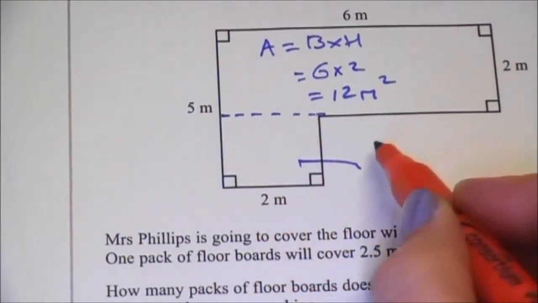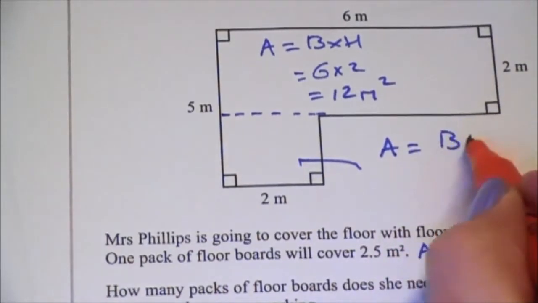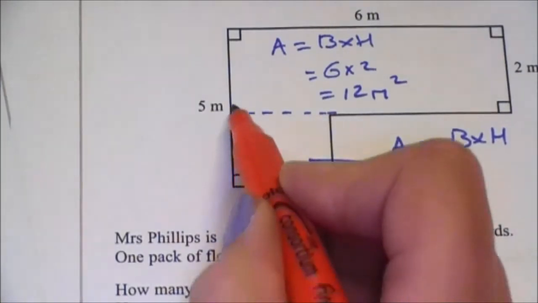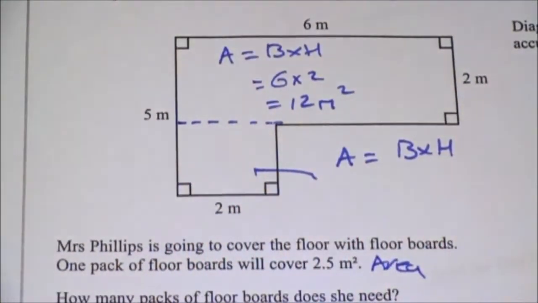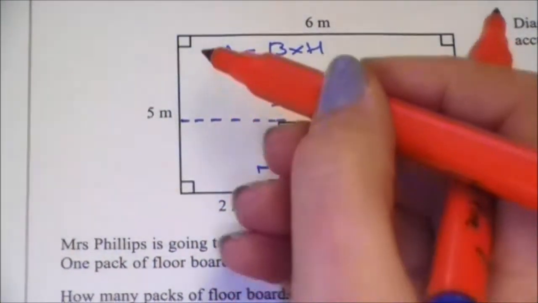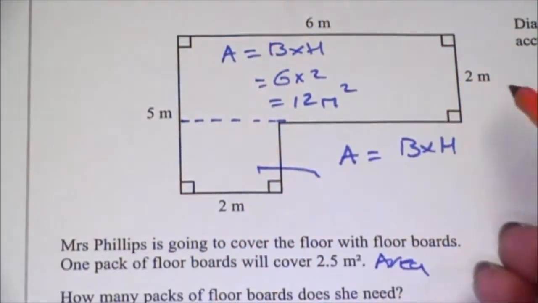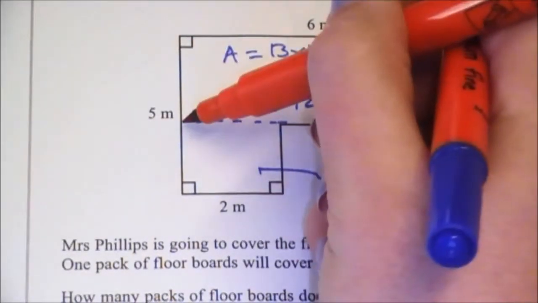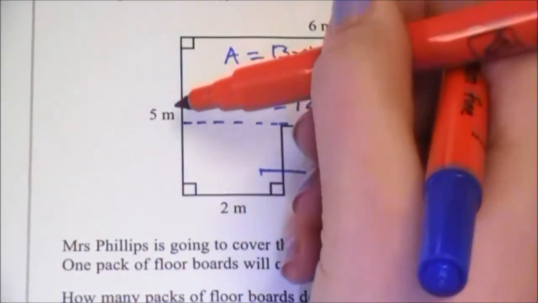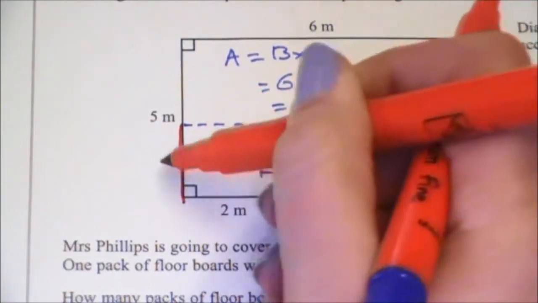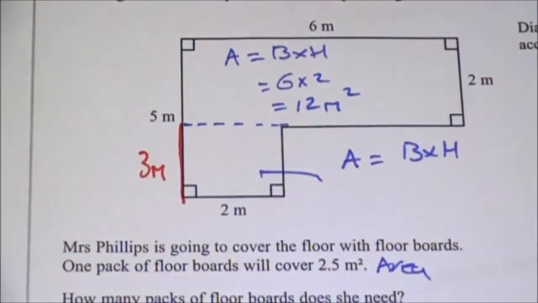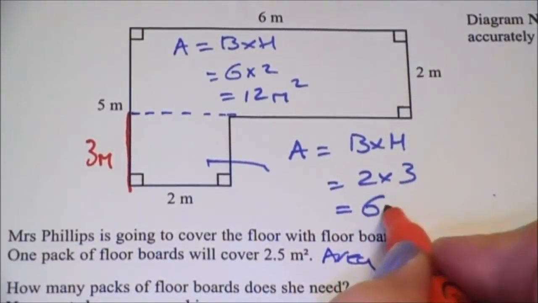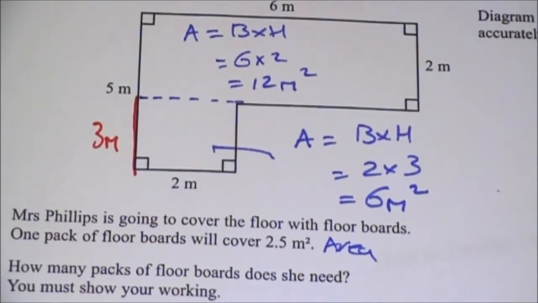Then I'm going to find the area of this shape. So area is base times height. Here I've got a base of 2 and they haven't given me a height. However, I can see that they've given me here the whole thing is 5, and they've told me on this rectangle that the top rectangle is worth 2. So if that was worth 5 and that is worth 2, then this side is just worth 3 meters. So I'm going to end up with 2 times 3, which is 6 meters squared.